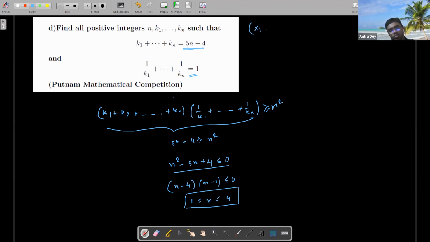That is, x1 plus x2 plus so on up to xn, into 1 by x1 plus 1 by x2 plus so on up to 1 by xn, is greater than or equal to n square, if this is the inequality. Now it's very easy, right? That's great.